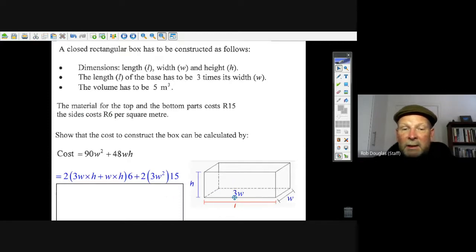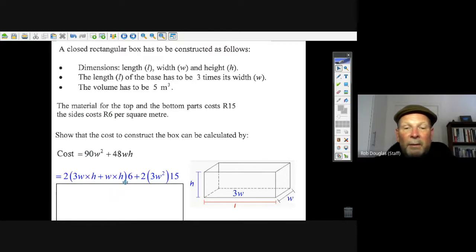Doesn't really matter what order you do it in, but let's think of the bottom and the top. Well, the area is 3W times W. That's 3W². There's a top and a bottom. That's why we need to multiply by 2. That will give us the area in square meters, and we have to multiply that by 15 to get the cost, 15 Rand per square meter. Well, there it is. 3 times 2 is 6 times 15 gives me 90W². Well, that explains that part.